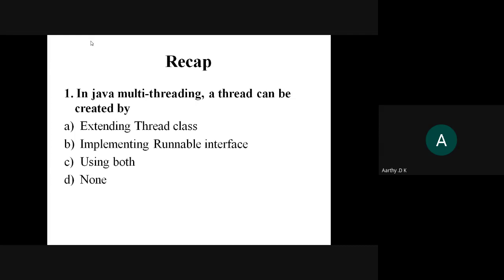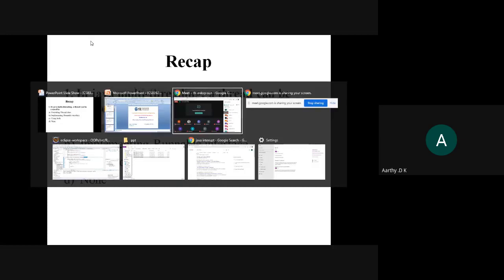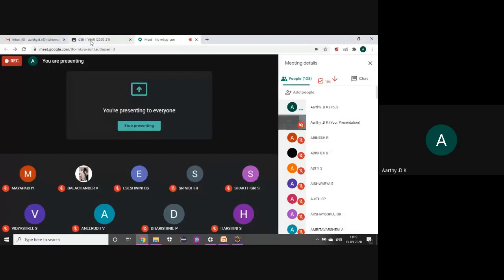So in Java multi-threading, a thread can be created by which way? By extending the thread class or implementing the runnable interface, or by both or none of these. What is your answer?